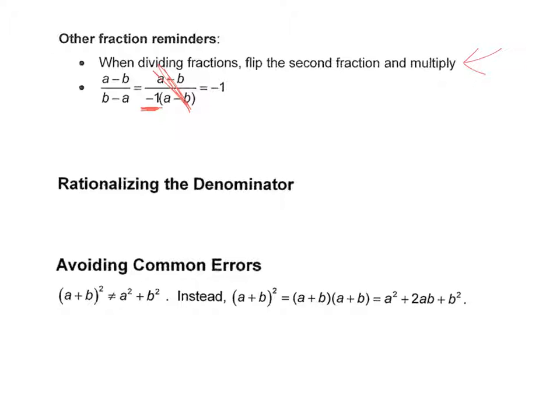Make sure you look over in your book the part about rationalizing the denominator and review that a little bit. And then there's also a section about avoiding common errors, and the one that I see most often is this.